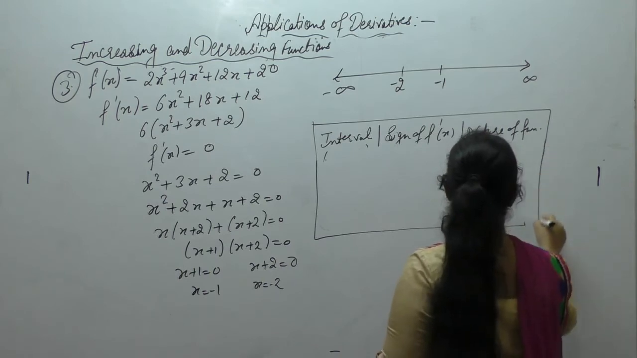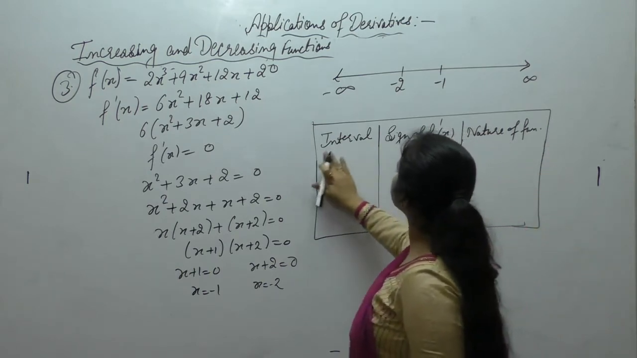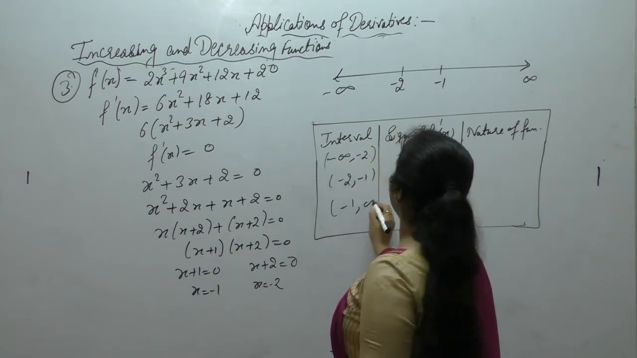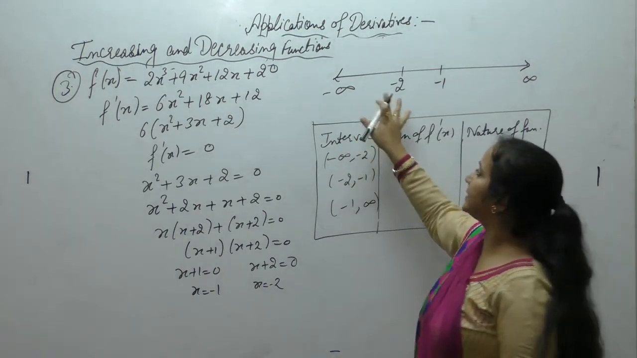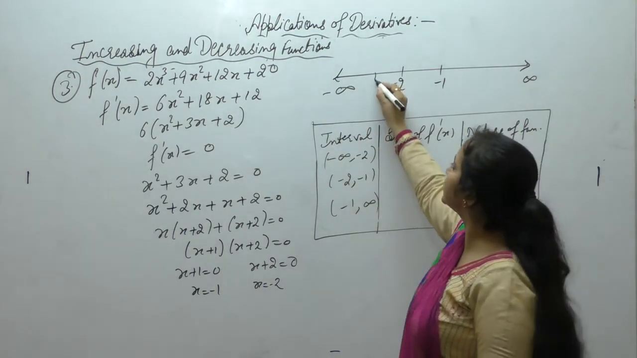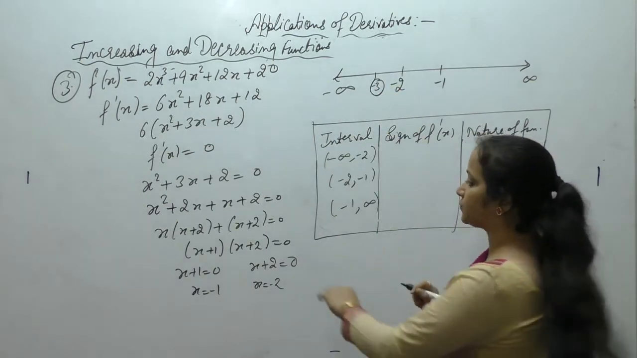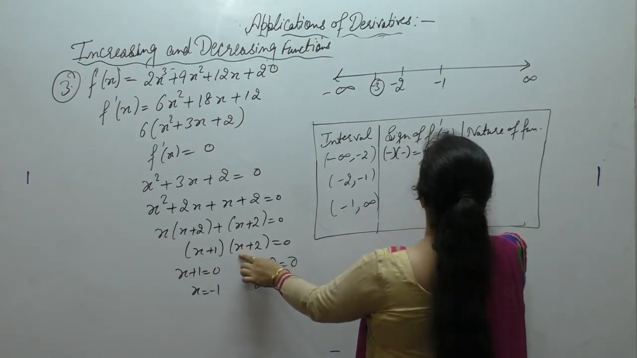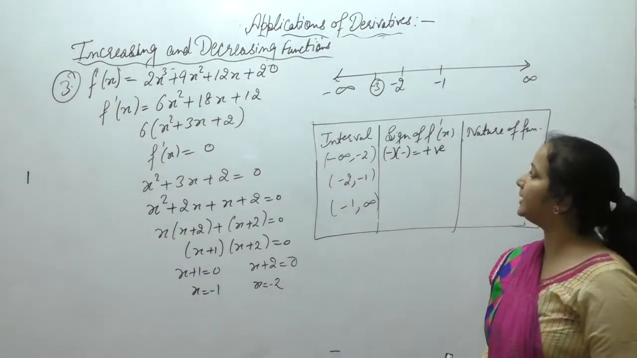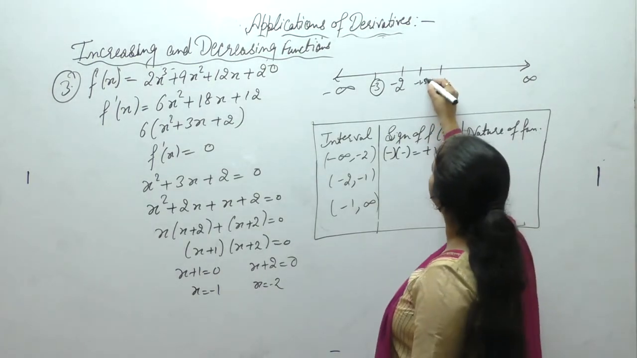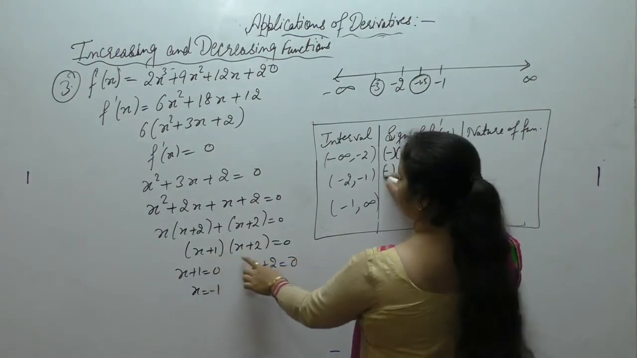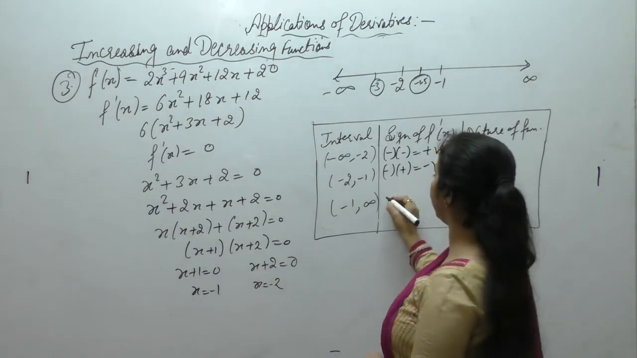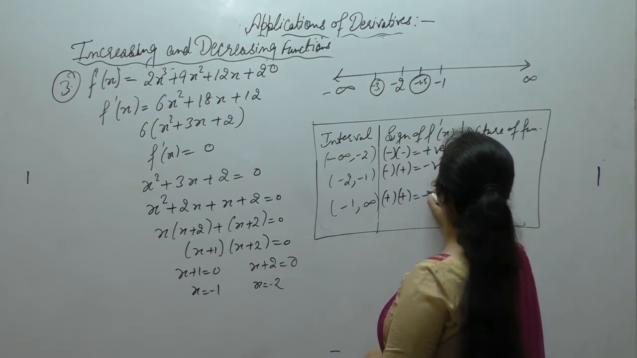So we have to check the function in the intervals minus infinity to minus 2, minus 2 to minus 1, and minus 1 to infinity. Let us take any number between minus 2 and minus infinity. Let it be minus 3. Put this value: minus 3 plus 1, minus 3 plus 2. Between minus 2 and minus 1, let it be minus 1.5. So plus here. Minus 1 to infinity, let the number be 0: 0 plus 1 and 0 plus 2.